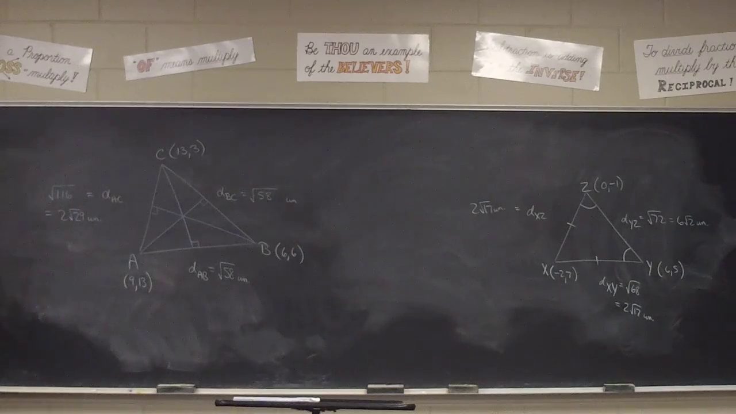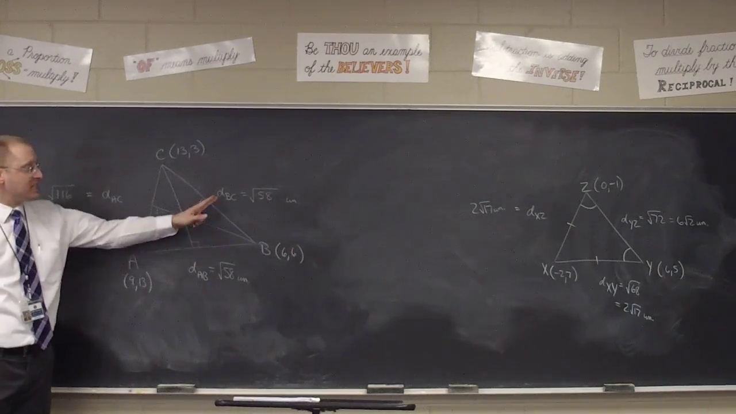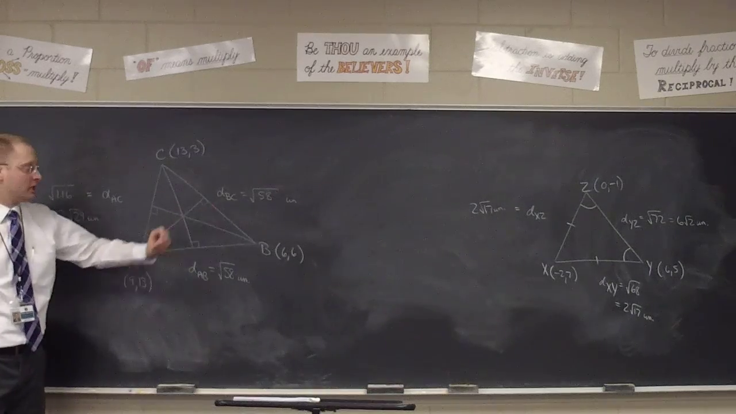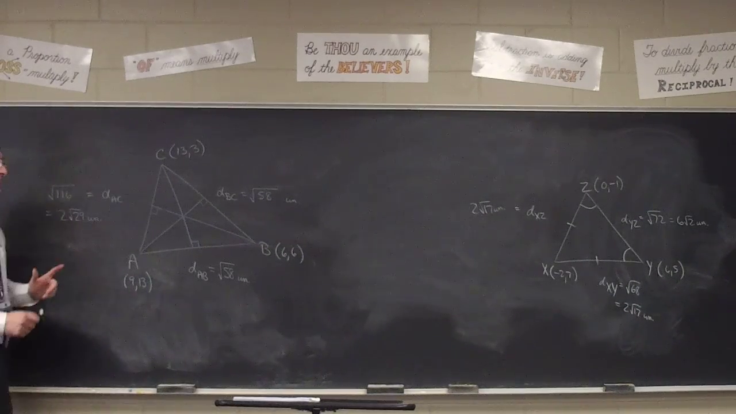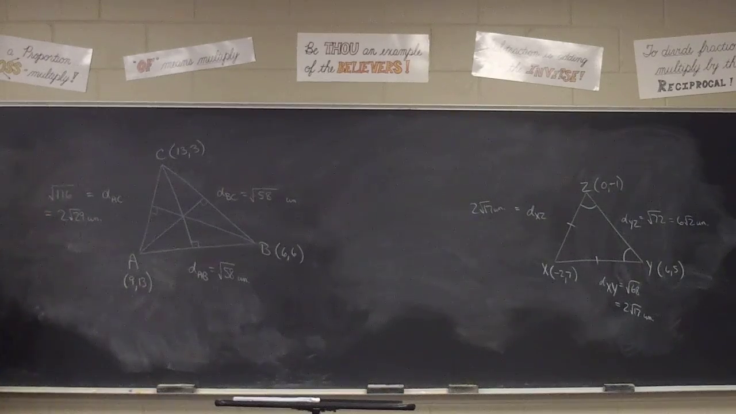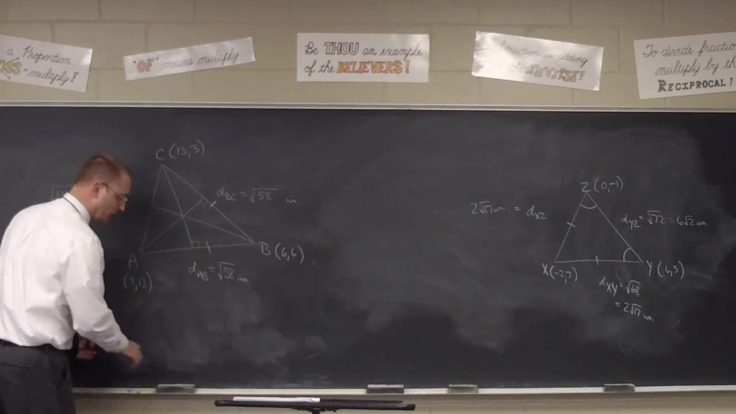All right, so hopefully you got AB's length to be square root of 58 units, BC's length to be square root of 58 units, and AC's length to be originally square root of 116. We can reduce that down to get 2 square root of 29 units. So that means the legs of the isosceles triangle are which two sides? BC and AB. Those are the legs.